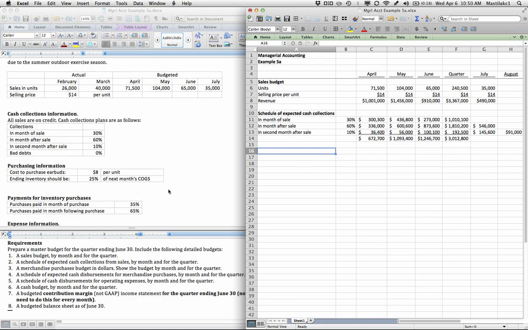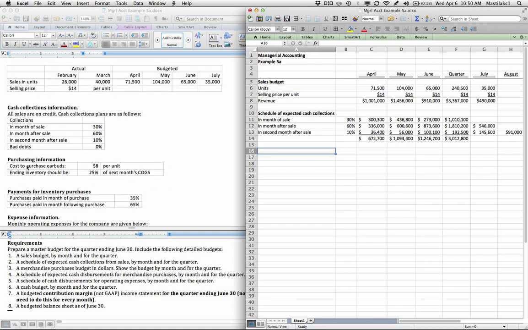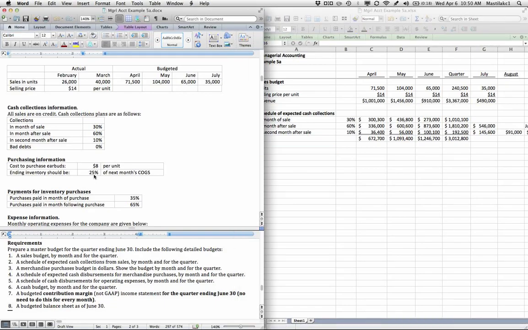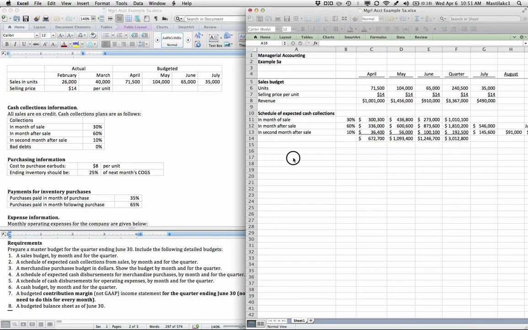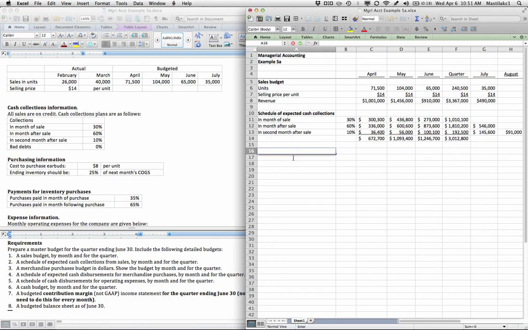So what is this company's plan with regard to purchasing? Well, we know that the earbuds that we purchase are going to cost $8 per unit. That's given. And given all those decisions that we've made about restocking, we've decided that our ending inventory at the end of each month should be 25% of the next month's cost of goods sold. So in other words, whatever we're going to sell next month, we expect to have 25% of that on hand. That helps us decide how much to purchase. So we're going to create our merchandise purchases budget.